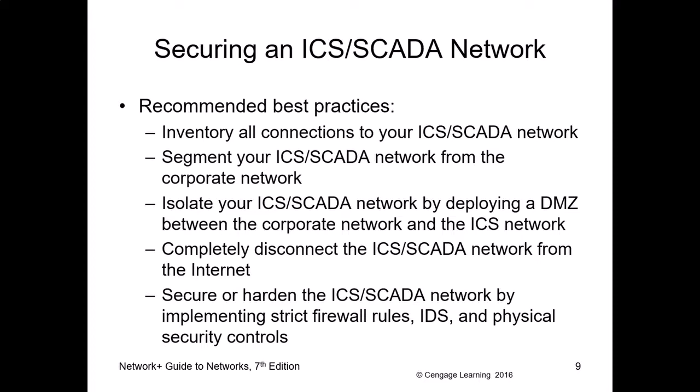Inventory of all connections has to be done. Segment your network from the corporate network. You don't want your assembly and warehouse work connected to the corporate network. That might create an issue. Isolate your network by placing it in a DMZ zone. If it's separate from the corporate network, you can still control it, but it's outside.